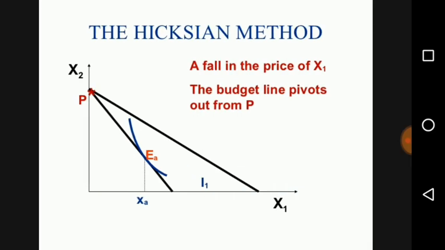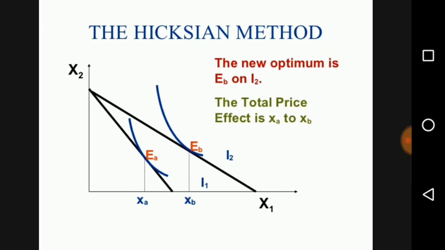Now, if there is a fall in the price of good X1, the budget line pivots out from P as the price of good X1 has fallen. Now, the total price effect will be XA to XB after the fall in the price of good X. When the budget line pivots out, the new optimum will be at EB. So this movement from EA to the new optimum EB, which results in a change in demand for X1 from XA to XB, this whole thing is the price effect.